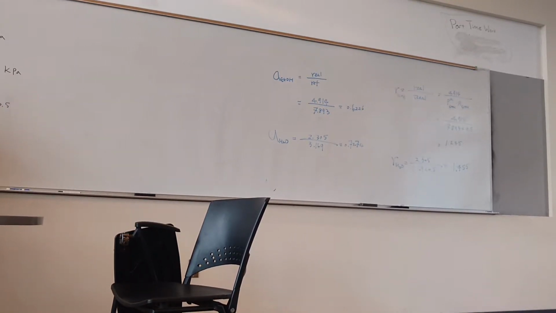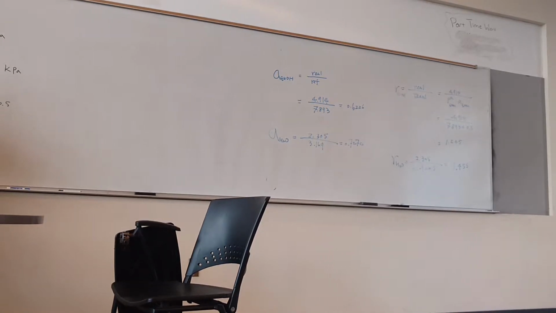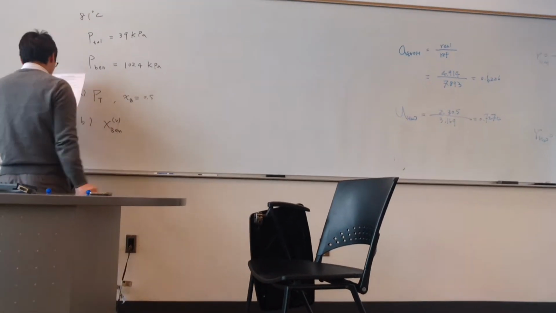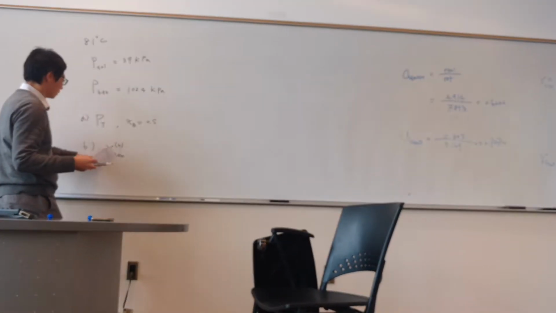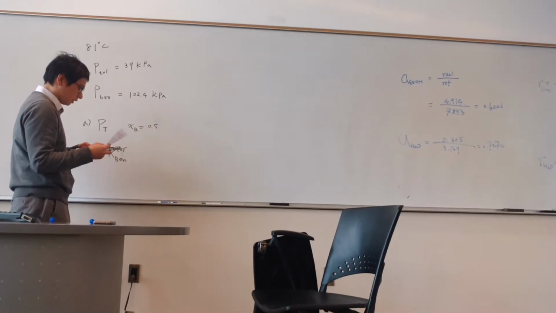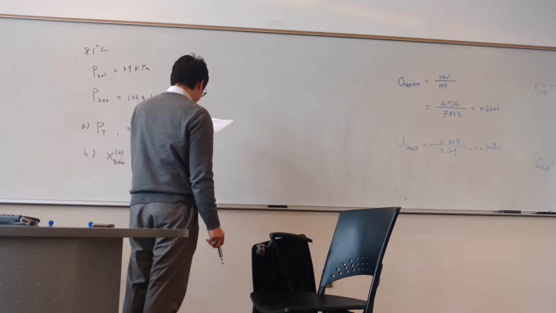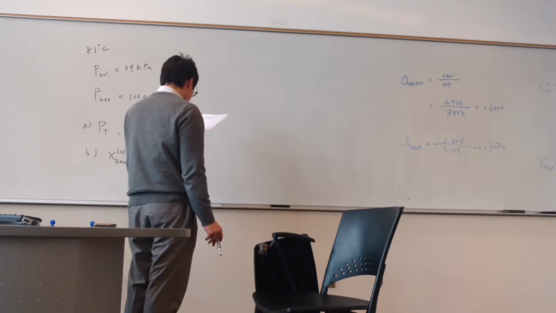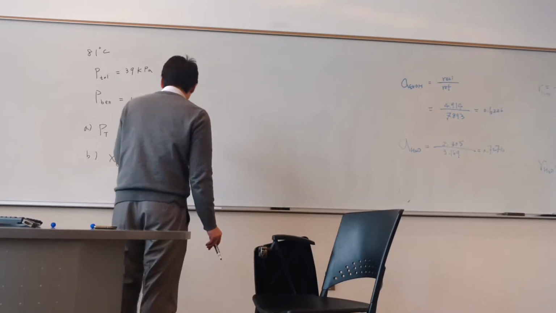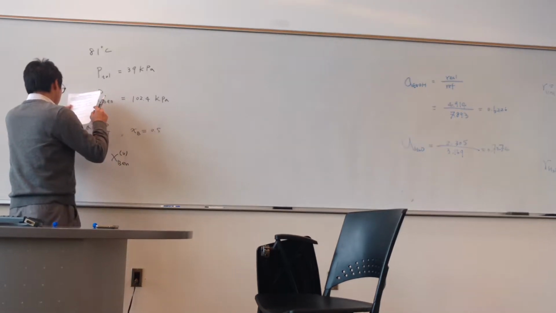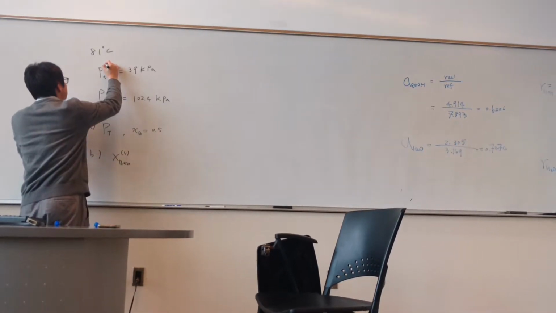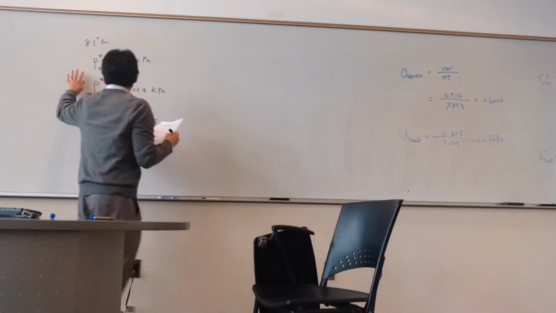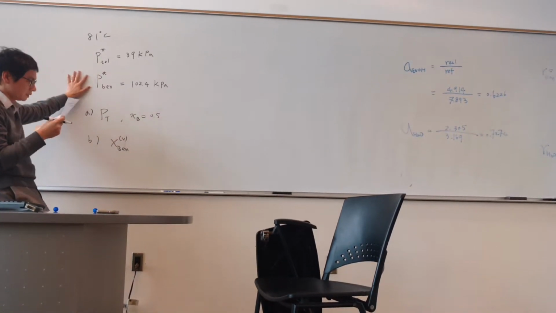And the second is, what is the XB in the vapor phase? Basically, what's the mole fraction of benzene in the vapor phase? This is P star, just pure toluene and pure benzene. So in the question here, we have P toluene star and P benzene star.